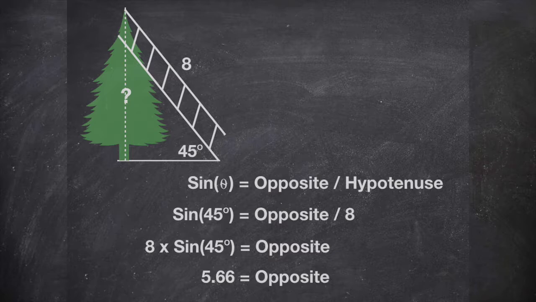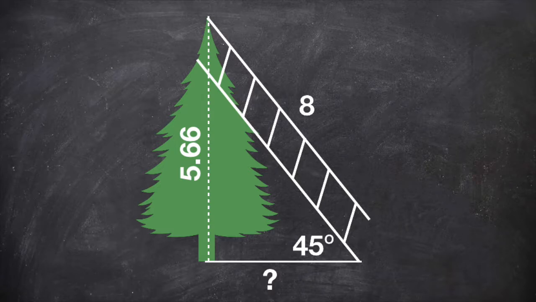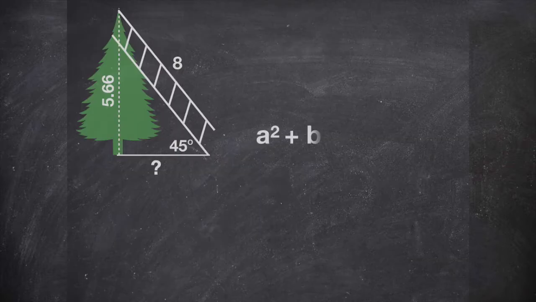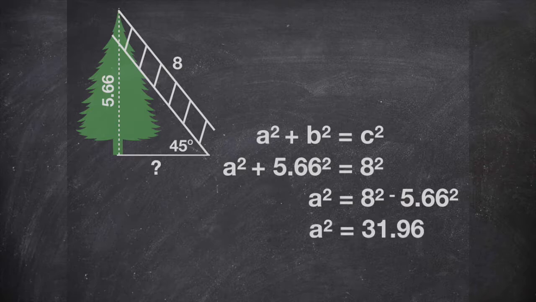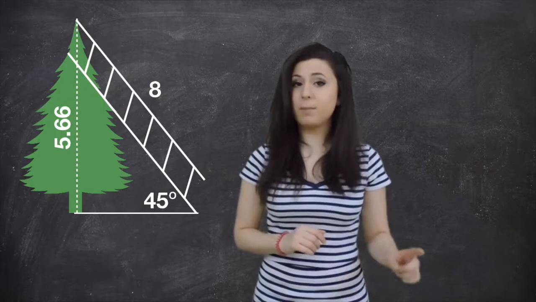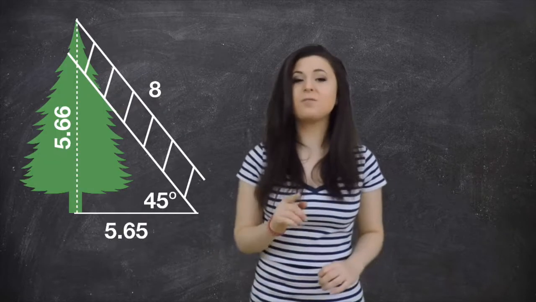To find the distance from the base of the tree to the base of your ladder, you can use the Pythagorean Theorem. Again, the formula is a squared plus b squared equals c squared. That makes our equation 8 squared equals 5.66 squared plus a squared. To isolate a, all we have to do is subtract 5.66 squared from both sides of the equation and then take the square root of both sides of the equation. That leaves us with a equals 5.65. That means that the distance from the base of your ladder to the base of the tree equals 5.65 feet.